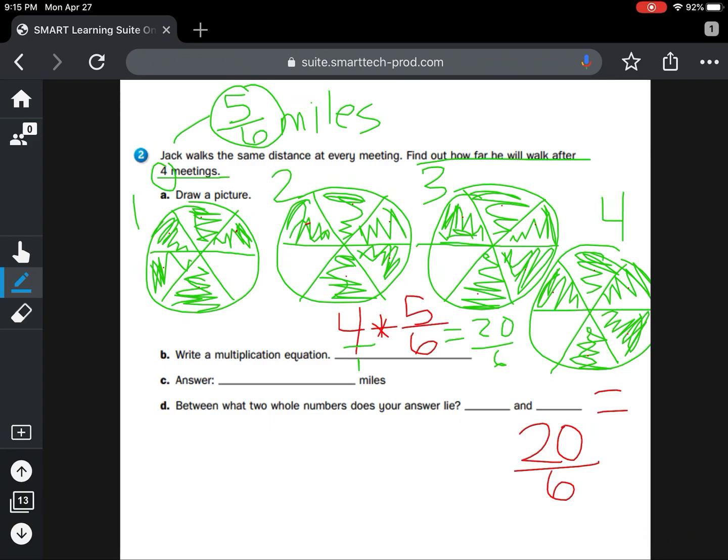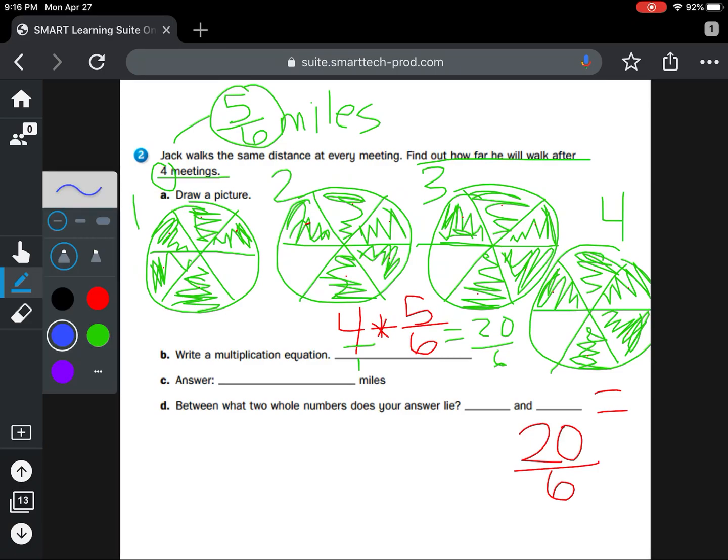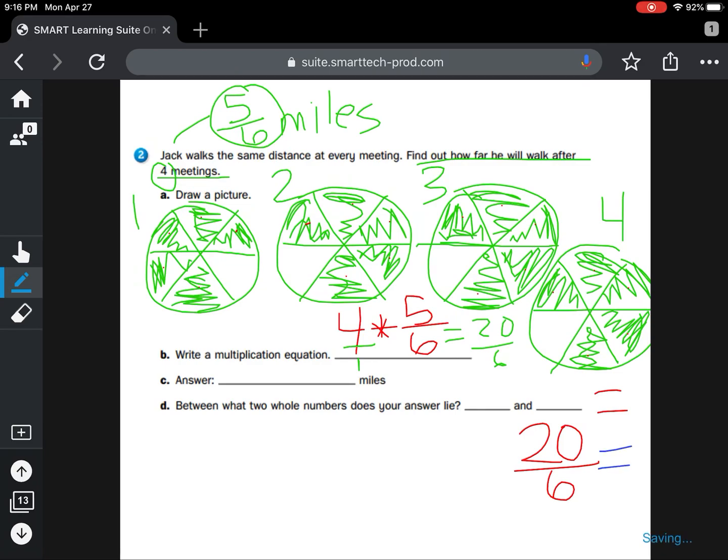What we need to do is convert that 20/6 into a mixed number. So you have to ask yourself, how many times does 6 go into 20? Well, if you count by 6s, you can get 3 6s, because 3 6s is 18. But 4 6s would be 24, and that'd be too much. So 6 goes into 20 3 times, because 3 times 6 is 18, and then the difference between 18 and 20 is 2, with a denominator of 6.